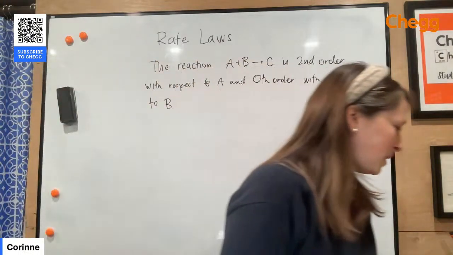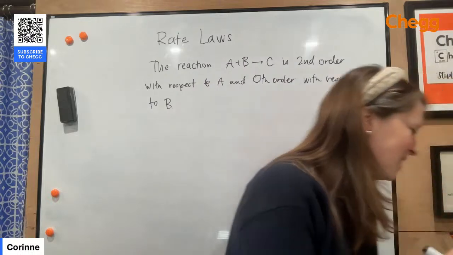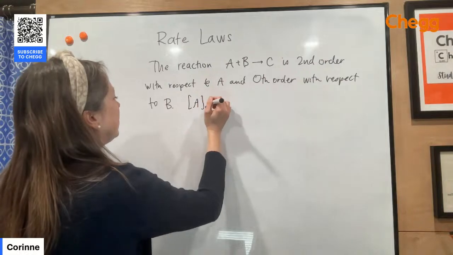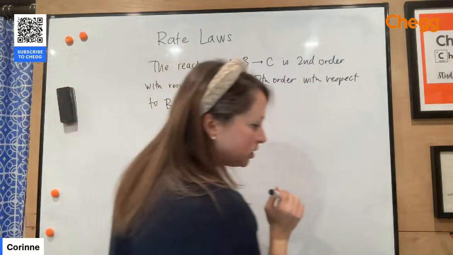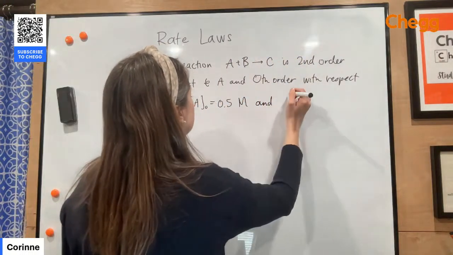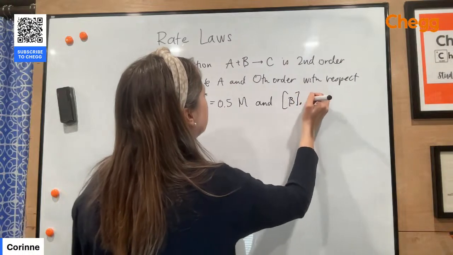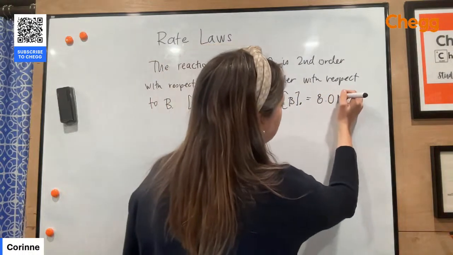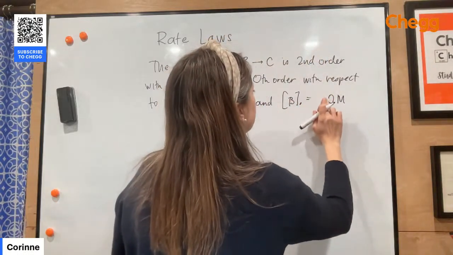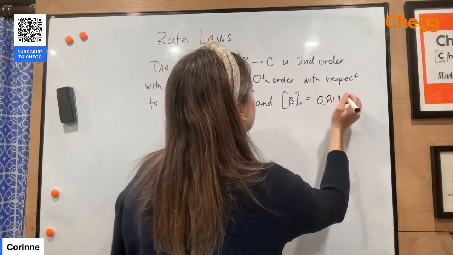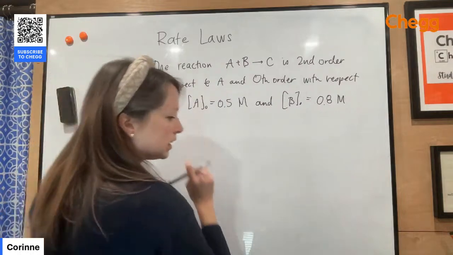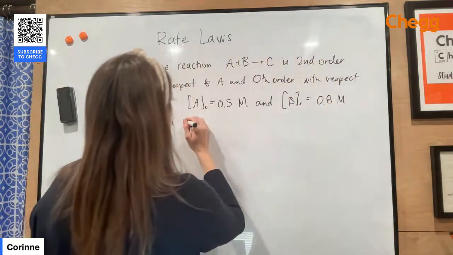Hardest part for me is actually writing these questions out. If the initial, so we'll say if A naught is 0.5 molar and B is 8. And I think I'm giving the rate for this one too. Yeah, rate constant, sorry.